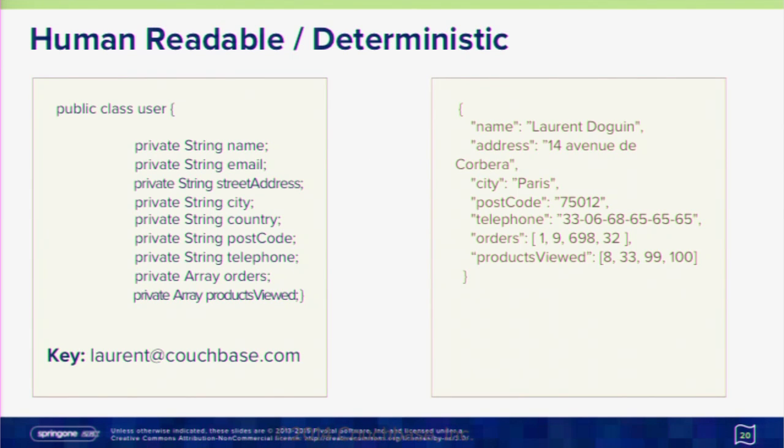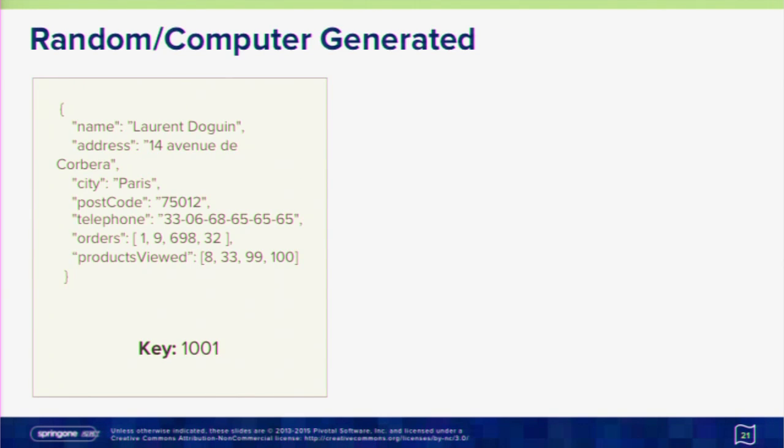So, 3 ways to design a key. First, a human readable key. If I'm modeling a user, I can just have the username as key. Could have the email, because you probably have just one email in the system, so that works. It's a deterministic key, so when you know what you're looking for, it's easy to get the document, which is not necessarily the case when you have a computer-generated key. So for instance, you can use a counter, you can use a UID generator. There is no way you can find that document because it's completely random.